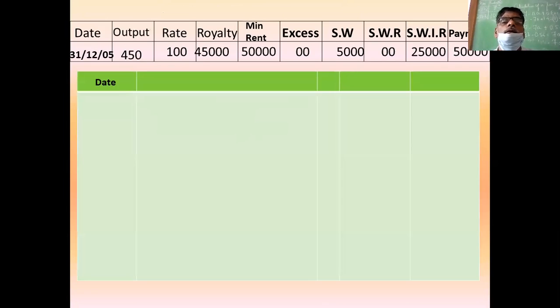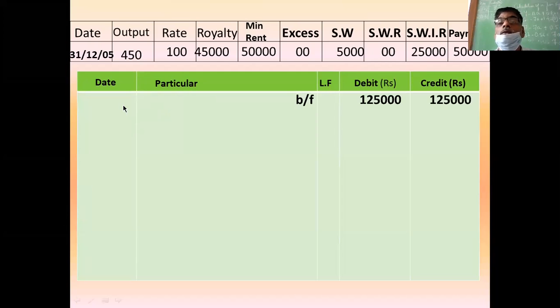Okay, this is the second year. Paid date, particular, amount. Then the balance brought forward amount is 1,25,000. 2005 is the date. I read the journal entry. You see here, also the SW and SWIR columns. Amounts are in the SW and SWIR columns. Therefore, short working is to be joined in the first entry and third entry.